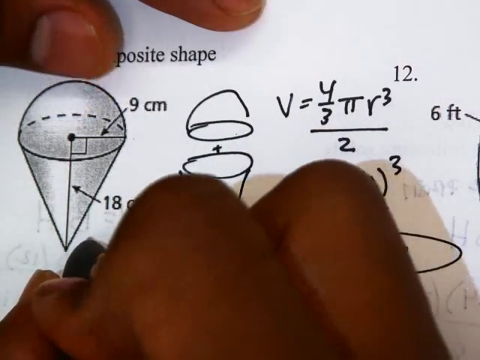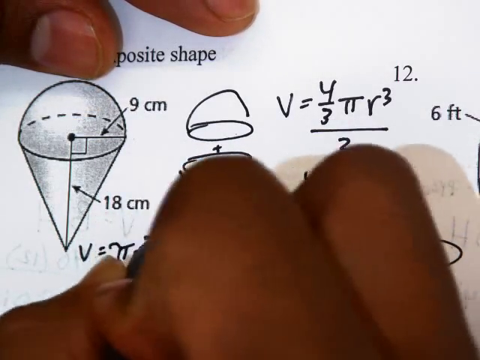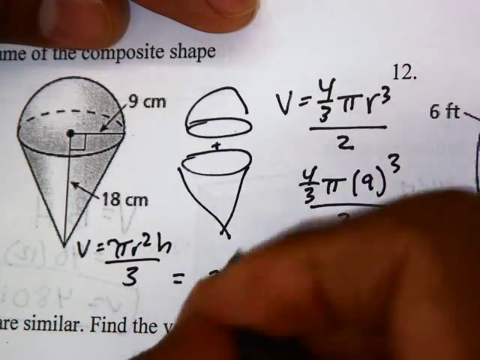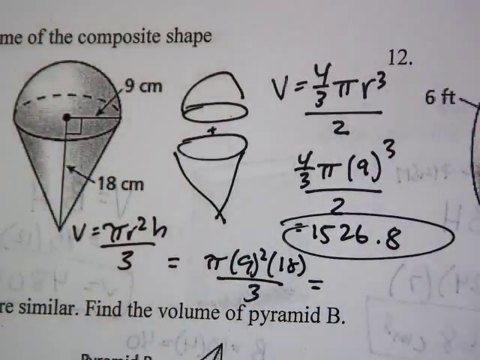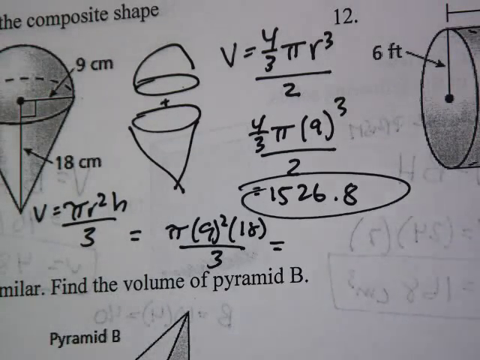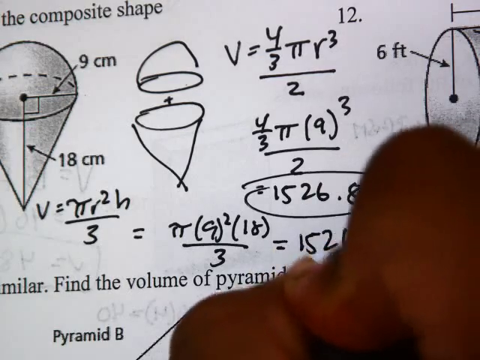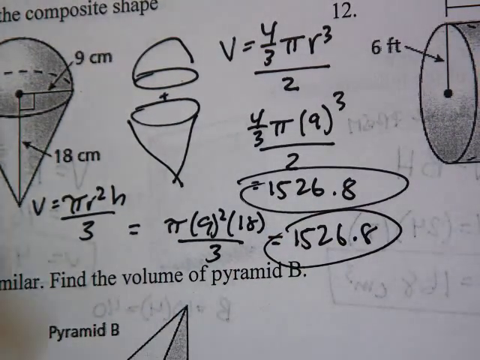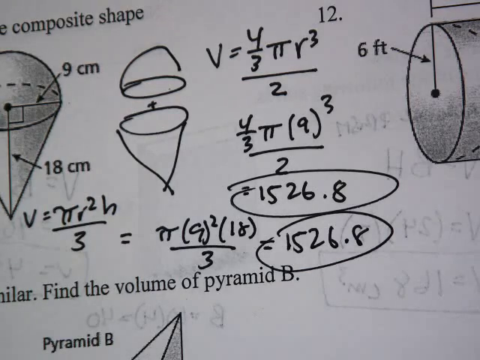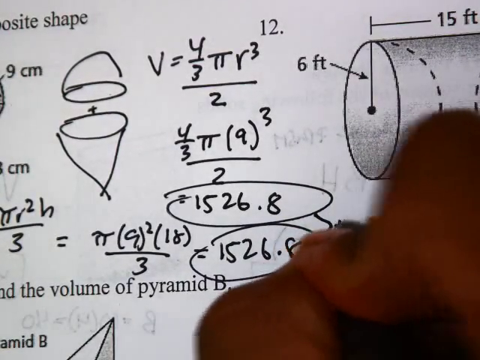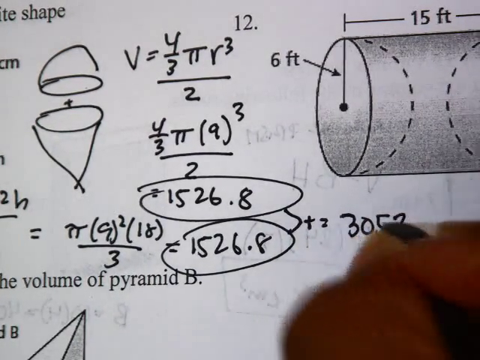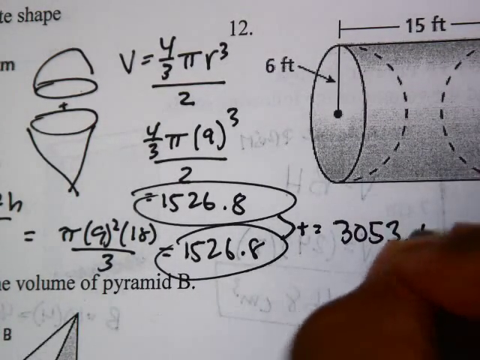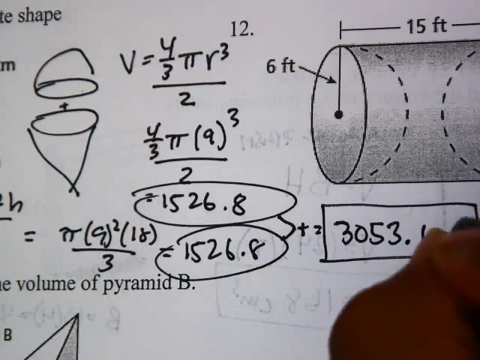The cone is pi r squared h divided by 3. Pi, my radius is 9 squared, my height is 18, divided by 3. I type that in. I get 1526.8 also. So what I need to do is these two shapes got added together. So I need to add the two shapes together to get my final volume. And that'd be 3053.6 centimeters cubed.